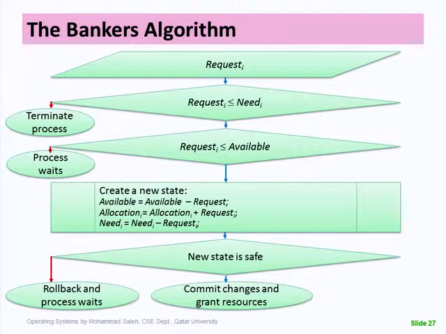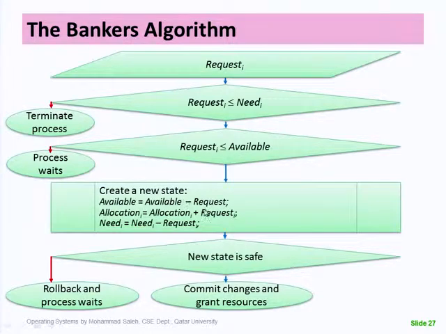So if you are maybe forgetting what you should do to deal with a request, this is the flowchart telling you what to do. We have a request. The first test says: is the request less than or equal to needed? If yes, we proceed to the second test, which is: is the request less than or equal to available?